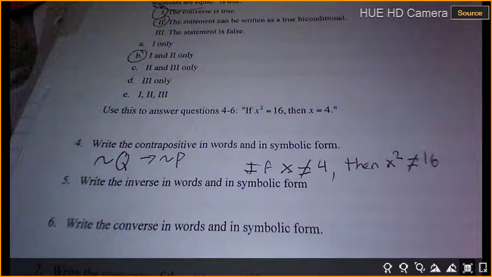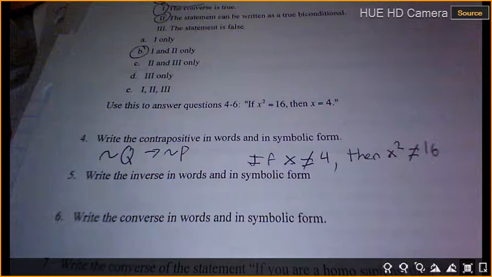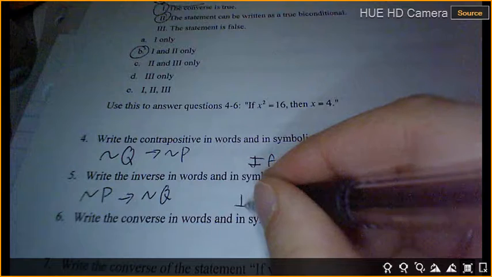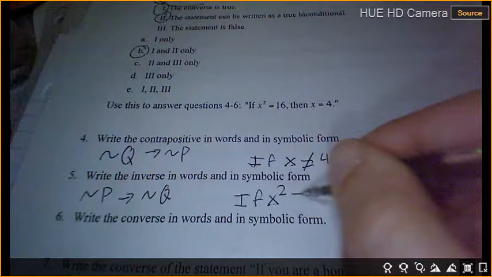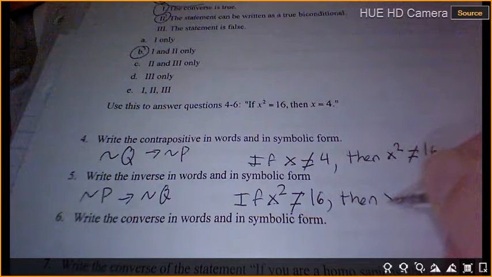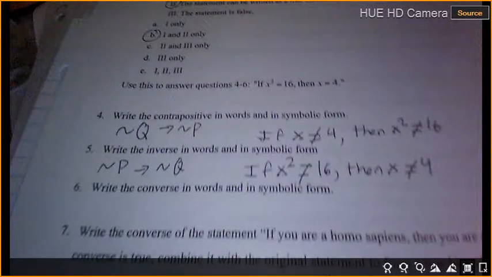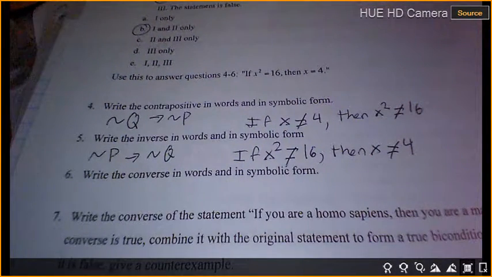We're going to write the inverse and then in symbolic form. Who knows what the symbolic form for inverse would be? Go ahead, Madison. Not P to not Q. So if x squared doesn't equal 16, then x doesn't equal 4. Questions so far? Yes, Michaela.